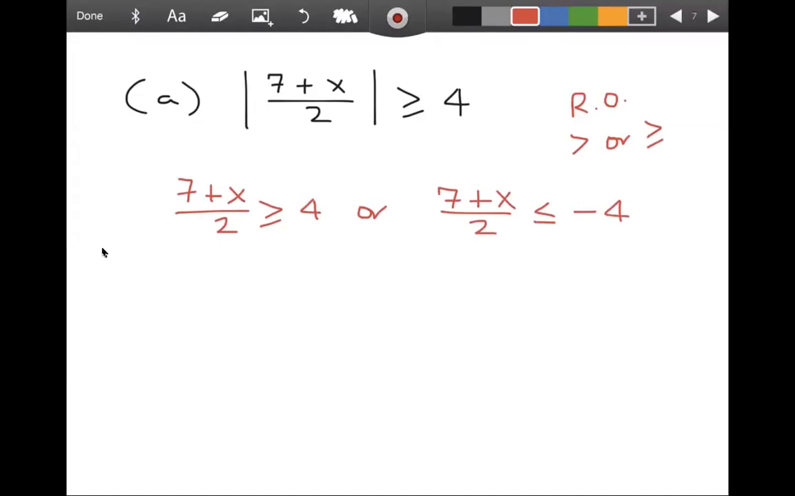All right, so I am going to multiply both sides of this inequality by 2. And I'll do the same thing over here.